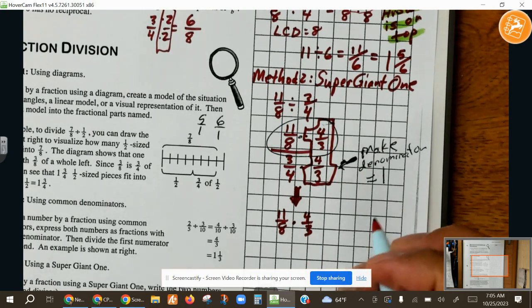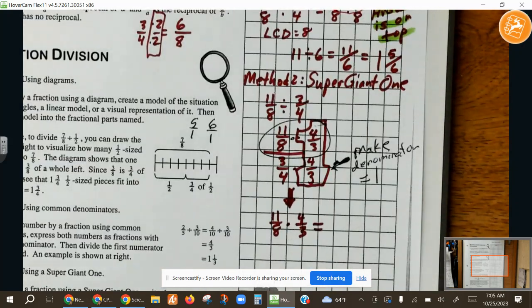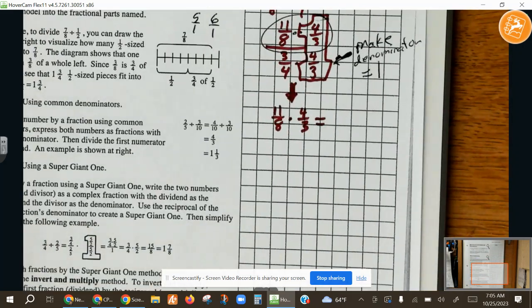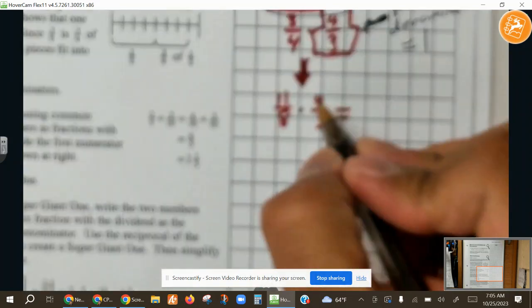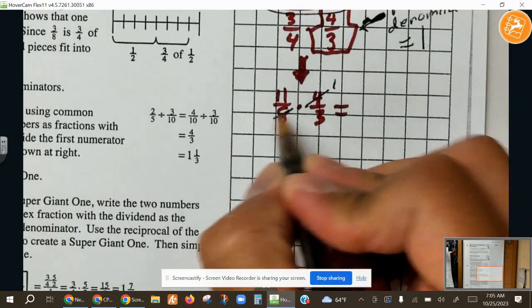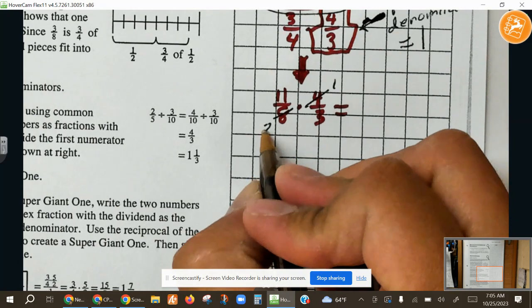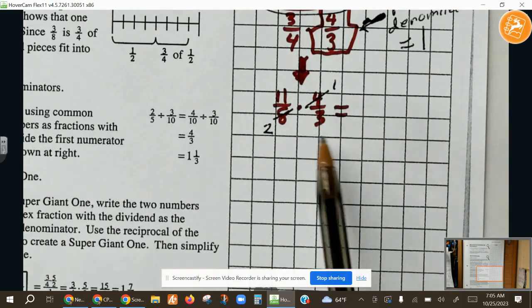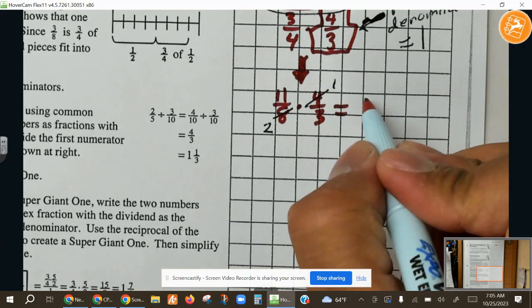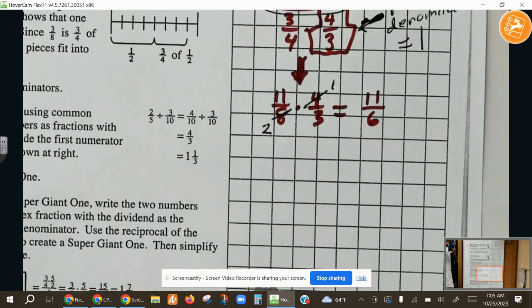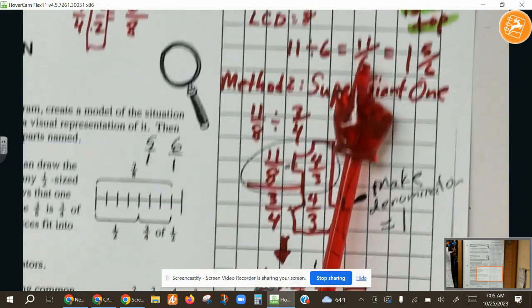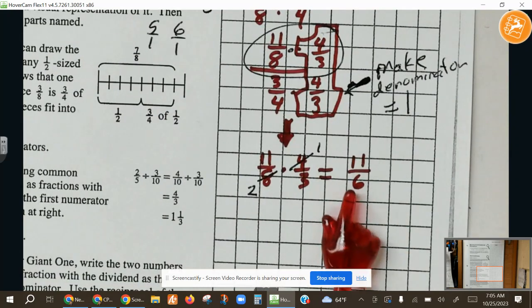So we go ahead and multiply these. Now we know that we can use the butterfly method, or we can cross reduce. So this number here, 11/8 times 4/3, we can reduce the 4 to a 1, and we can reduce the 8 to a 2. And now we can multiply straight across, 11 times 1 and 2 times 3. So that gives us 11/6. Okay, so we see our answer matches up with our answer here, 11/6. And that's the supergiant 1 method.